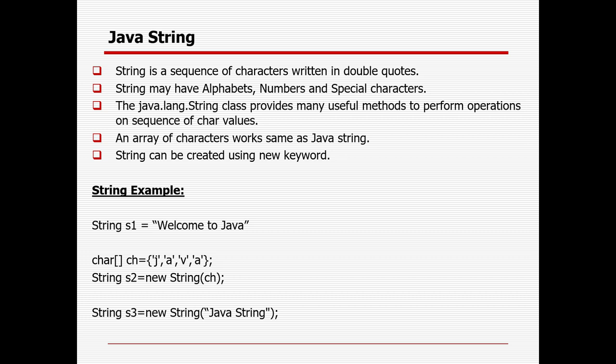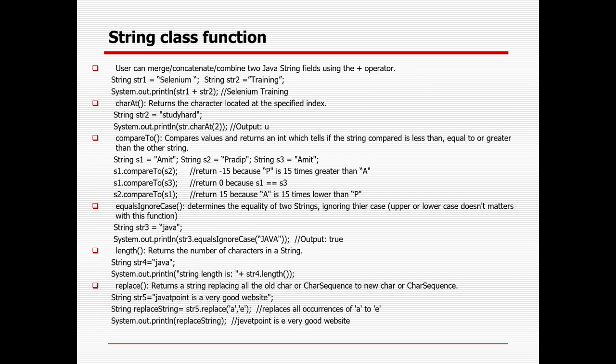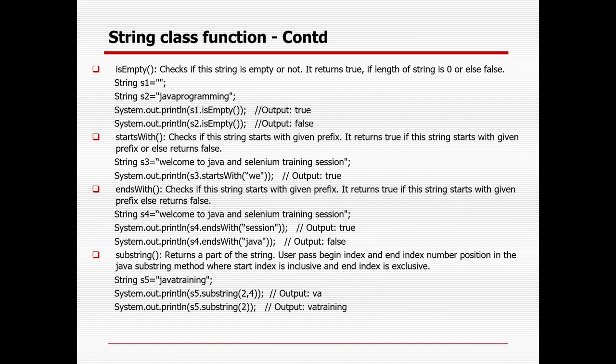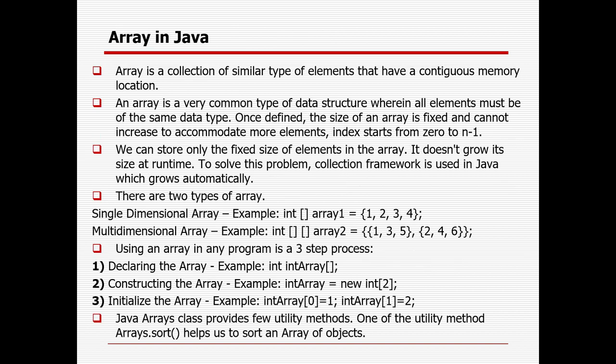String is a sequence of characters written in double quotes. It can have alphabets, numbers, and special characters. String can also be created with the new keyword. There are a lot of methods available in String that you can use: charAt, compareTo, equals, equalsIgnoreCase, length, replace, toUpperCase, toLowerCase, contains, startsWith, endsWith, and substring as well.